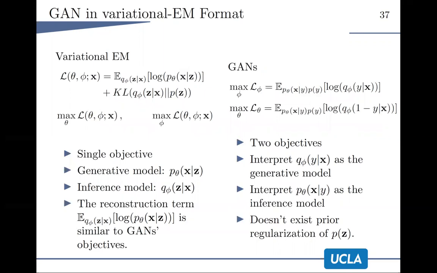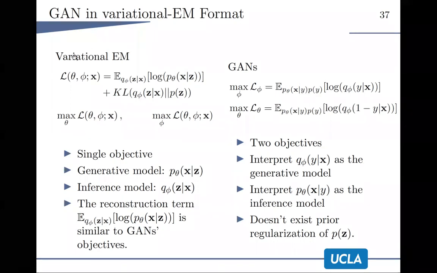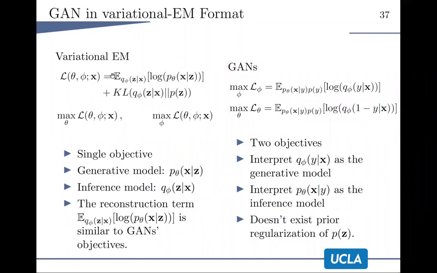That is, we can show that, yes, they are pretty similar. So we can try to express the GAN in a variational EM format. Let's see the variational EM, where we have this loss function and we try to maximize over theta and over phi in two different phases, but we have a single objective.